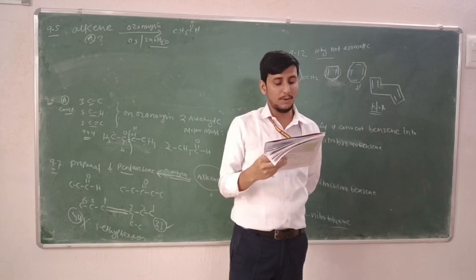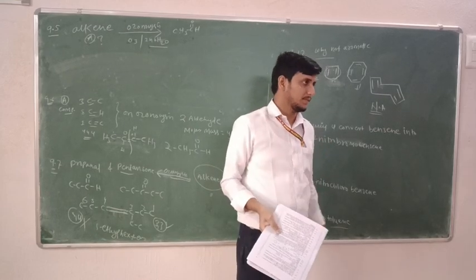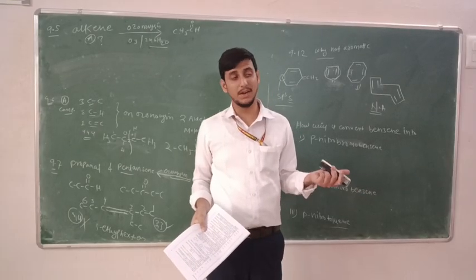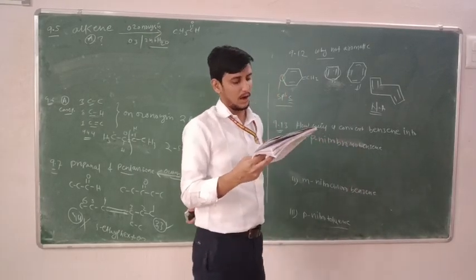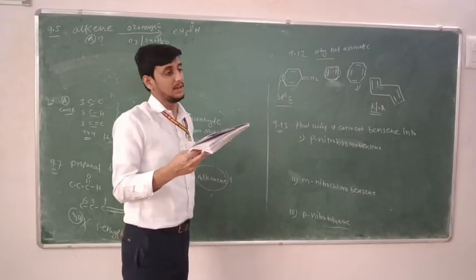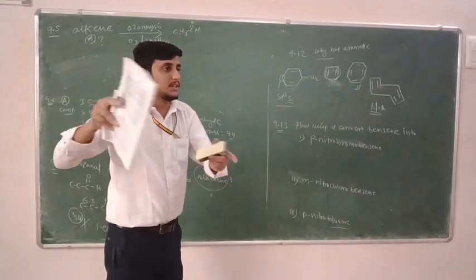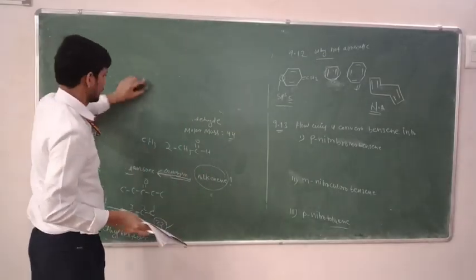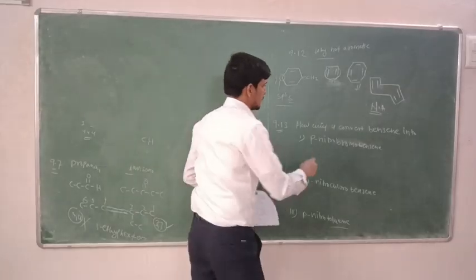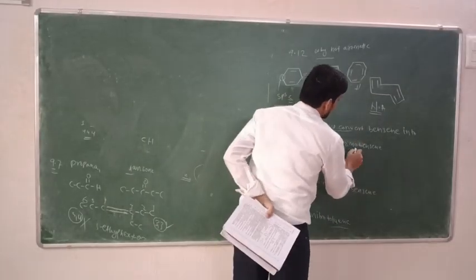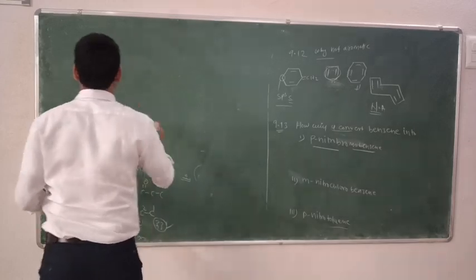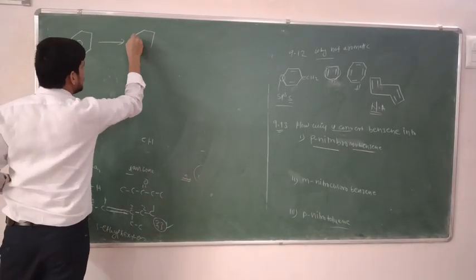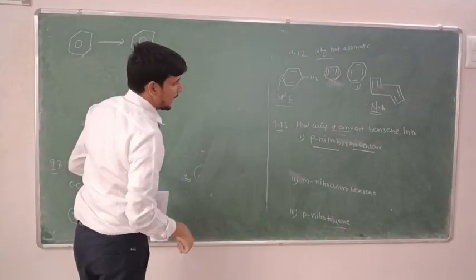9.13: how will you convert benzene into the given products? This question is good, here you can think better. The first compound is para-nitrobromobenzene. How will you convert benzene into para-nitrobromobenzene?